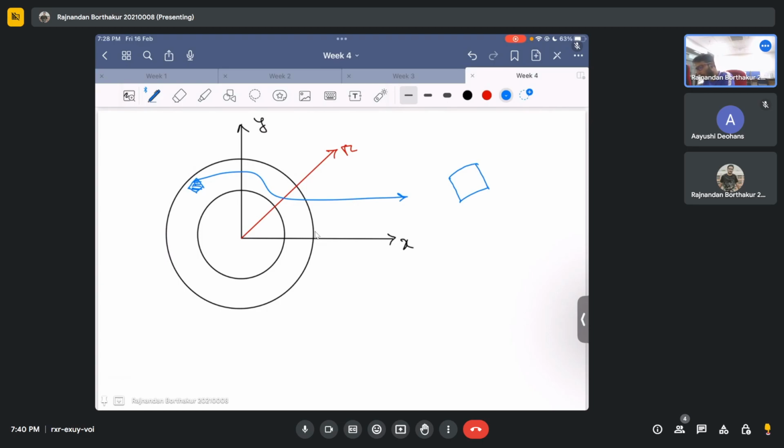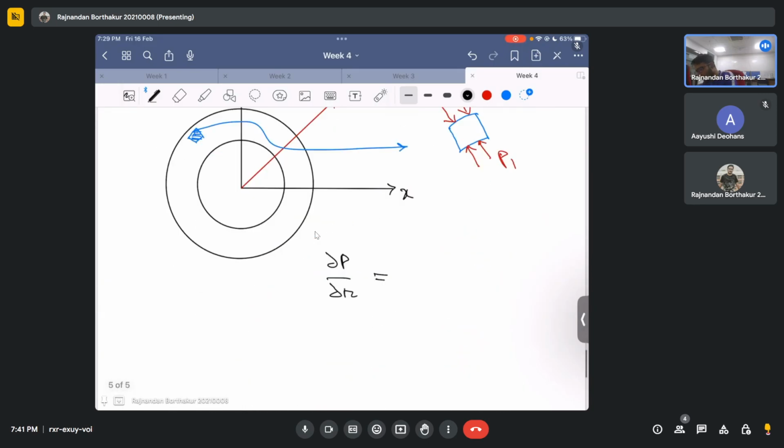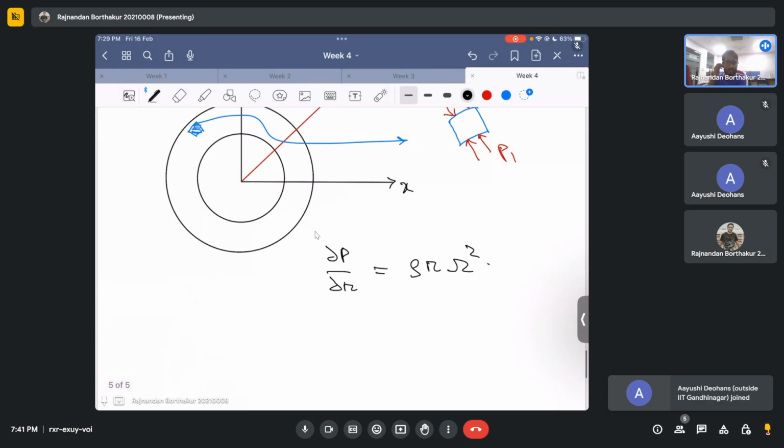Okay, so what we saw is that if we look on this surface, the pressure on this surface on the fluid element would be what? It would be P1, right? Let's say it's P1, where P1 is some value. And on the other surface, the pressure would be P2. And what we found out by applying the r momentum equation is that del P by del r is basically equal to rho times r times omega squared. So this is the del P by del r expression that we got.